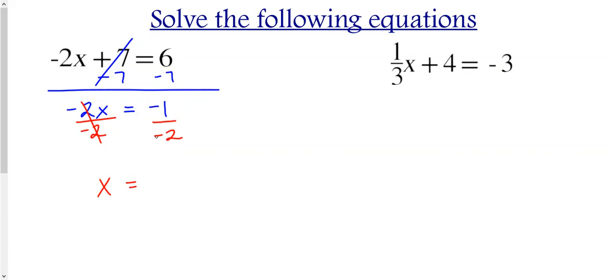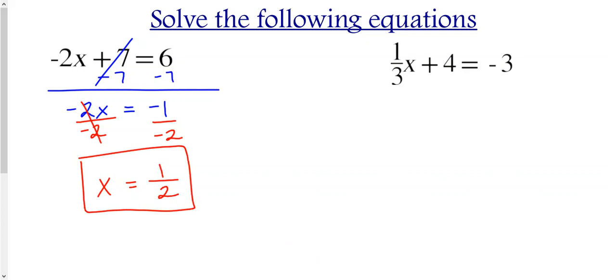When we do a negative divided by a negative, that gives us a positive number. 1 divided by 2, you can't do that. That's going to give you a decimal. So we want to keep it in fraction form, and our answer will be positive 1/2. And that's our answer.